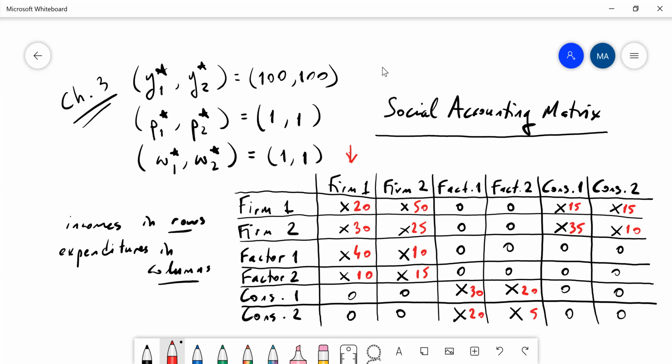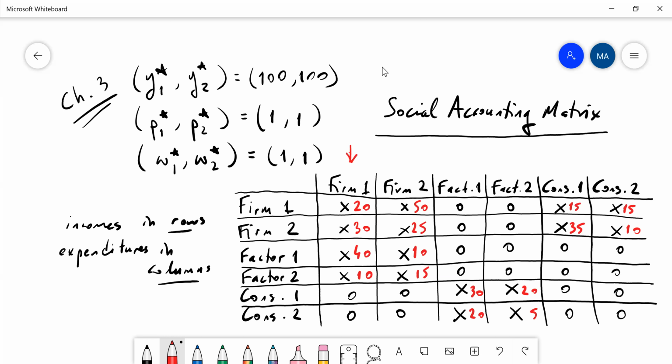Now, factor one income, 50 units. Factor one income is originating from firm one and firm two because firms are paying for this factor. Then this account's expenditure is going to consumers, right? Consumer one obtains 30 units of income from factor one, and consumer two obtains 20 units of income from factor one. So 50 is equal to 50.